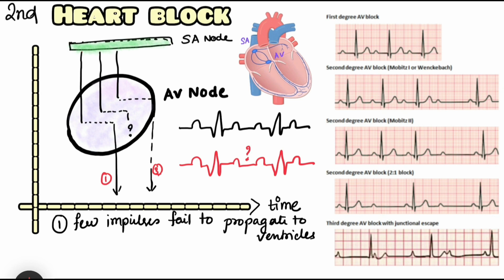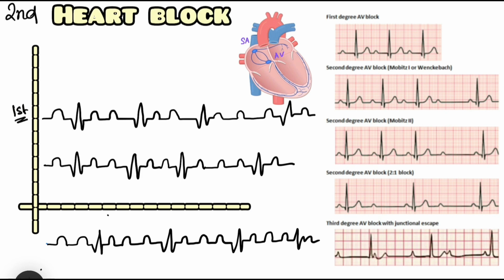Now, how does second degree heart block precipitate? In a scenario of a first degree heart block, if you increase the dose of the AV blocker that you're giving, a first degree heart block will get converted into a second degree heart block. Now, second degree heart block can be of different types.